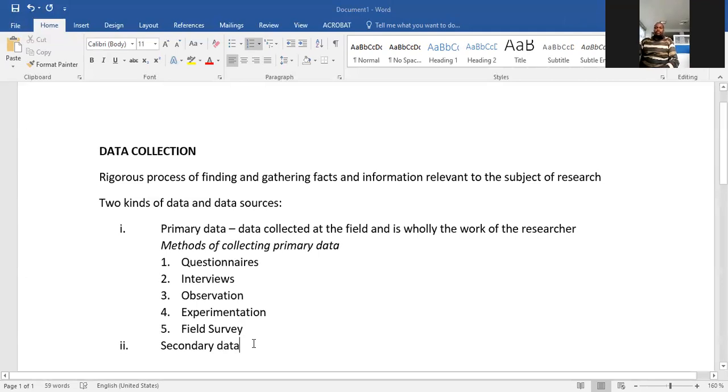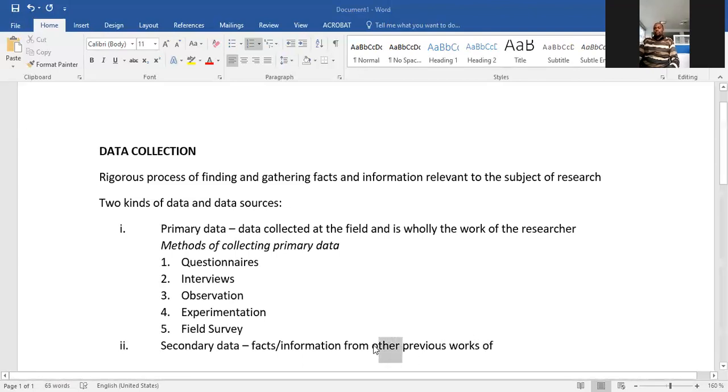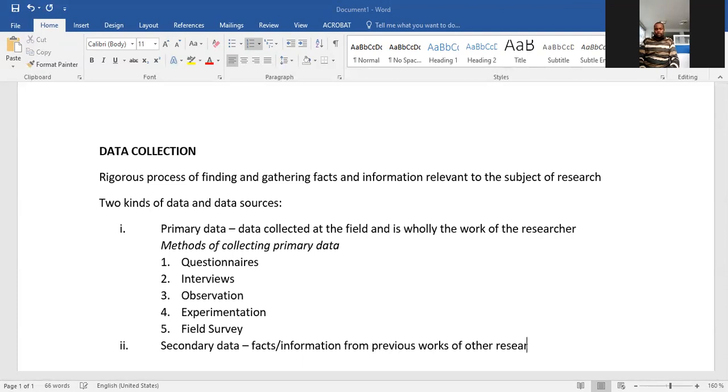Then we have secondary data. Secondary data is basically facts or information from previous works of other researchers. Okay. So what are some of those sources?